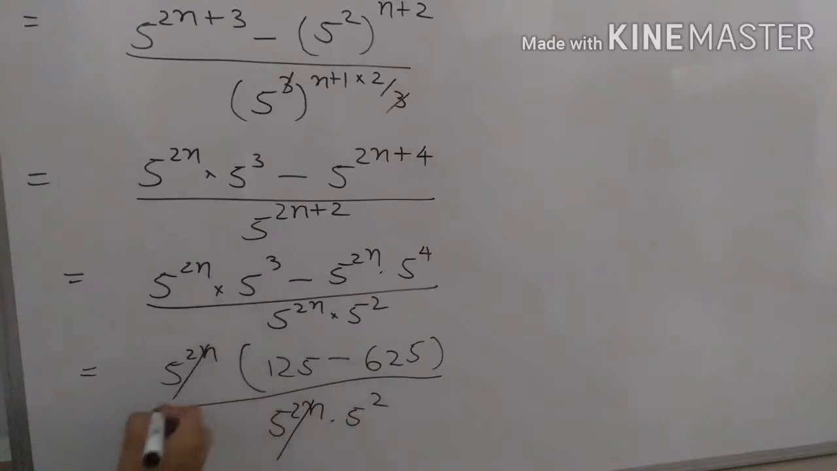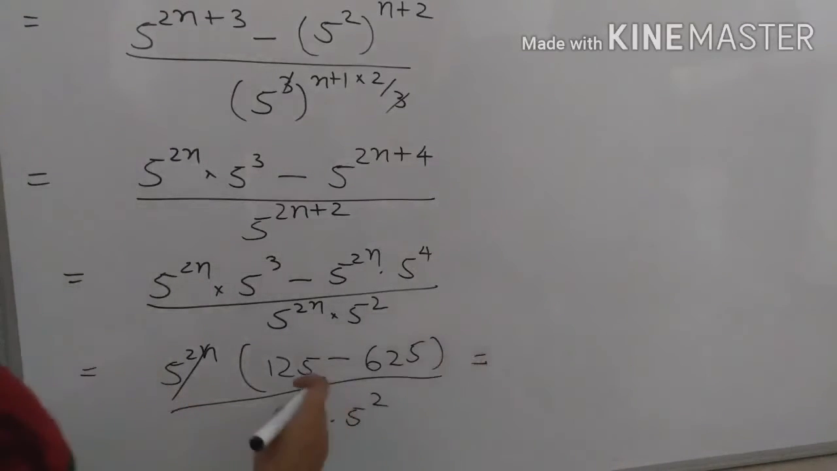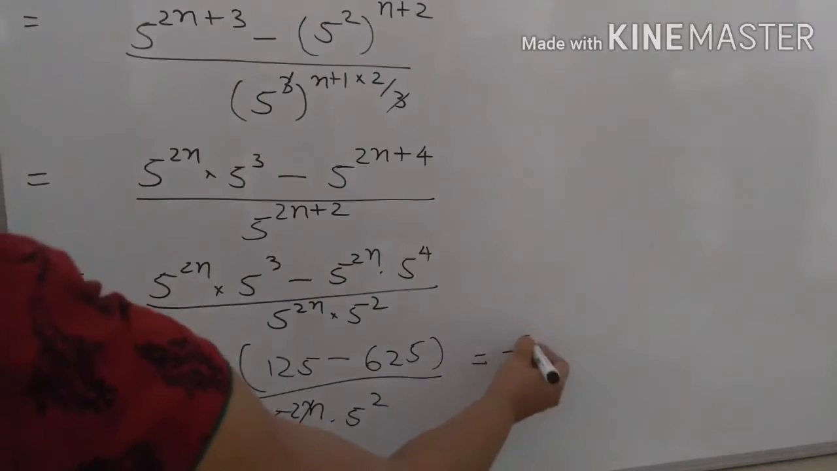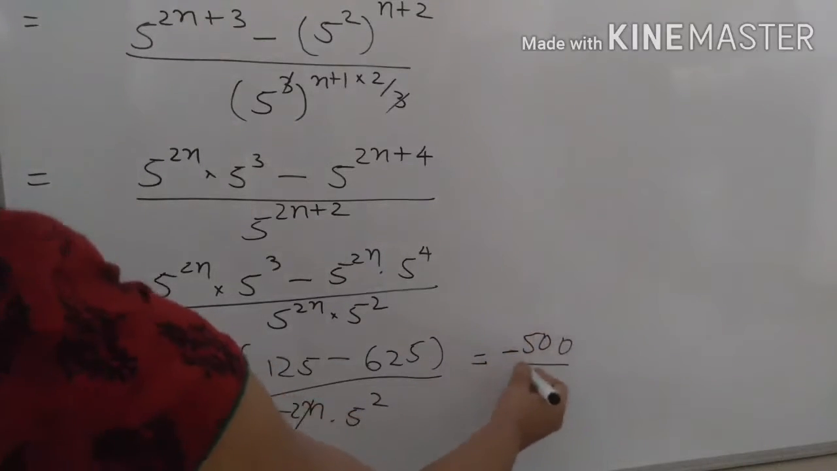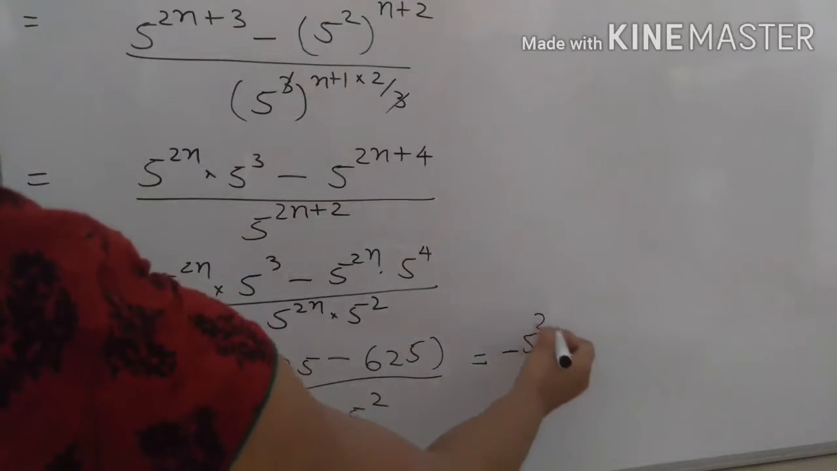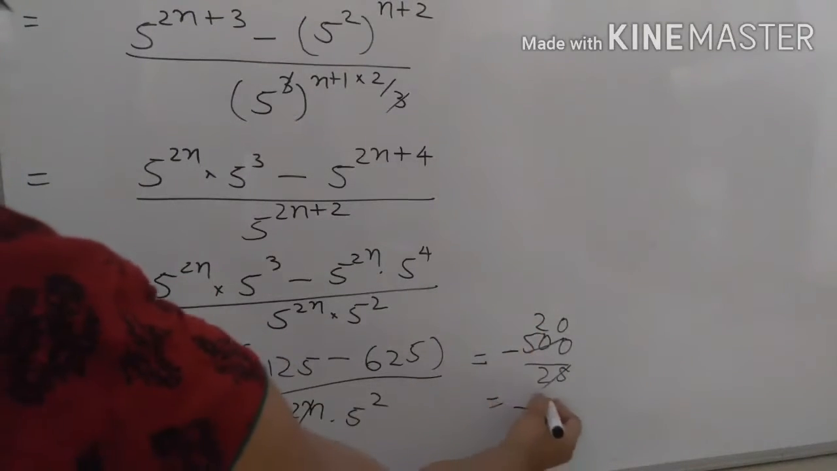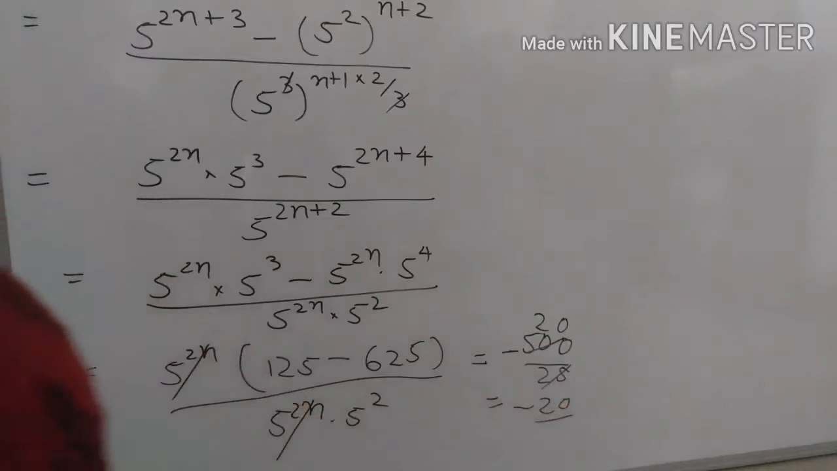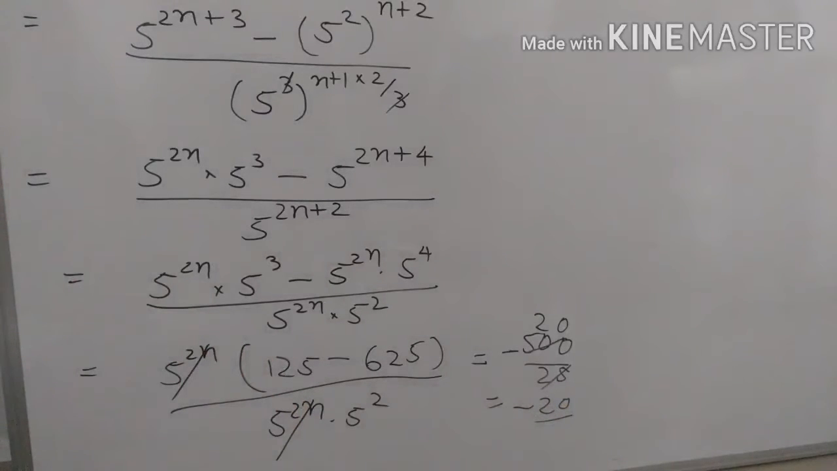So this 5 raised to 2n gets cancelled here, and in the next step we get 125 minus 625, which is minus 500, divided by 5 square. 5 square is 25, and 25 twos are 50. So my final answer here is minus 20 for question number 4, the fourth one.